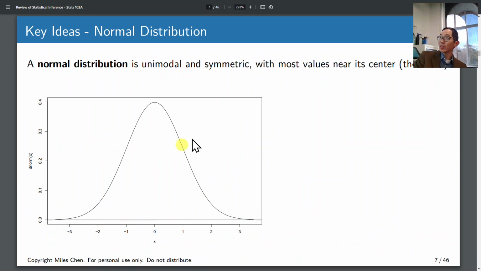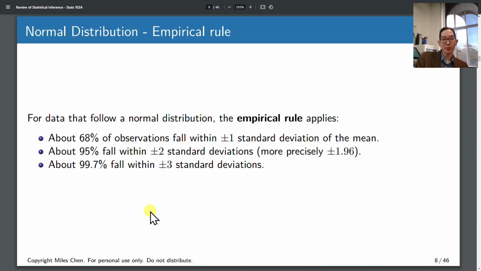Okay, lots of different probability distributions, but probably the most important one, at least in intro stats, is the normal distribution. It's unimodal, symmetric, looks like this. Most of the values are close to the center, okay? With the mean being at 0, this would be our standard normal.